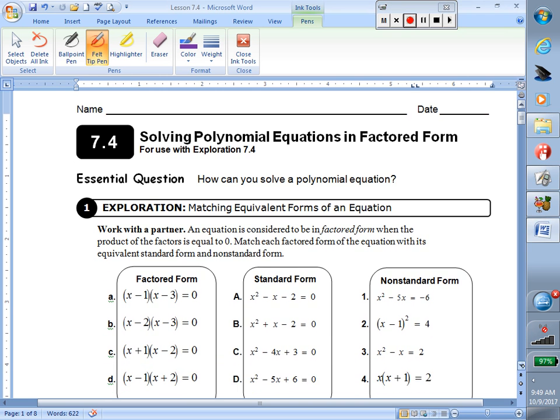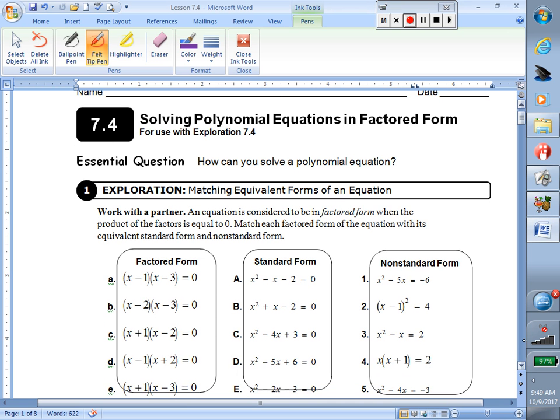Let's start by looking at Exploration 1, and we're just going to look at the different forms. We are used to standard form. Standard form means we write our polynomial in order, highest exponent to lowest. So if we look at all the equations in that second column under standard form, we have x to the second power listed first in each one, and then we have all of our x to the first powers, and last but not least we have that constant, which means it's just a number.